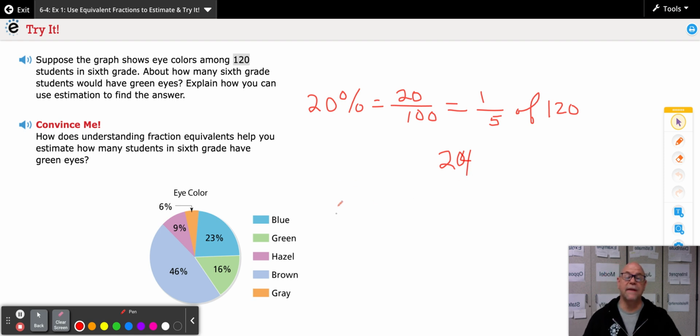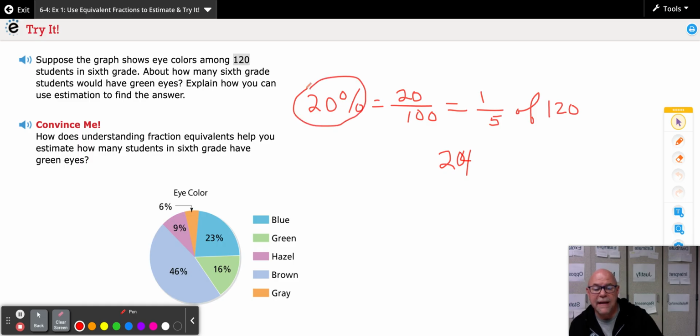The other way you could think about this is if you saw that 20% is kind of 10% doubled. A lot of people like to estimate percents using 10% because when you look at the number, you just move the decimal point one place to the left. So 10% of 120 is 12. So therefore 20% of that same thing is 12 plus 12, or 24. Either way, you can estimate 20% pretty quickly.